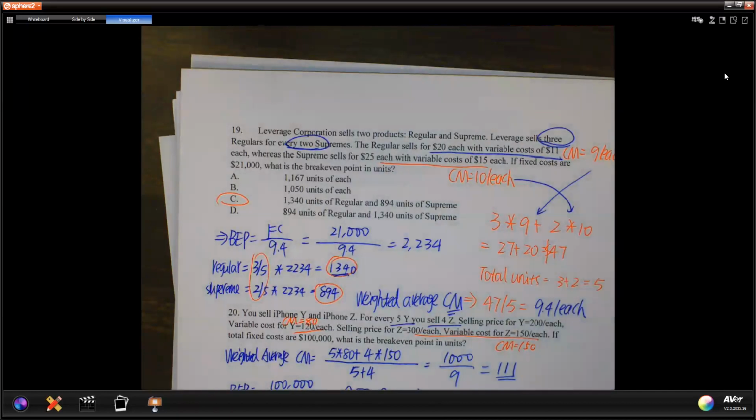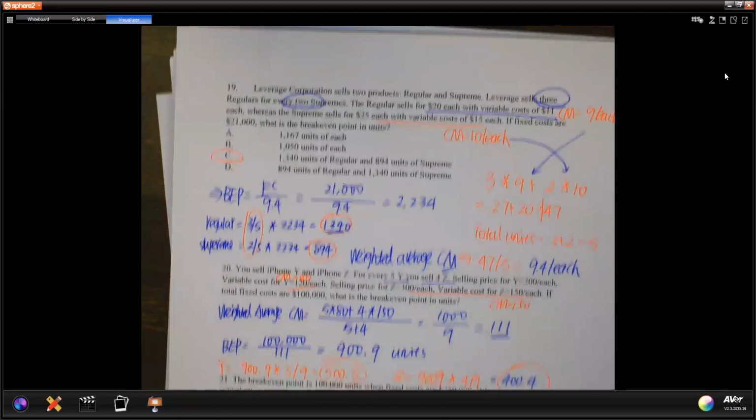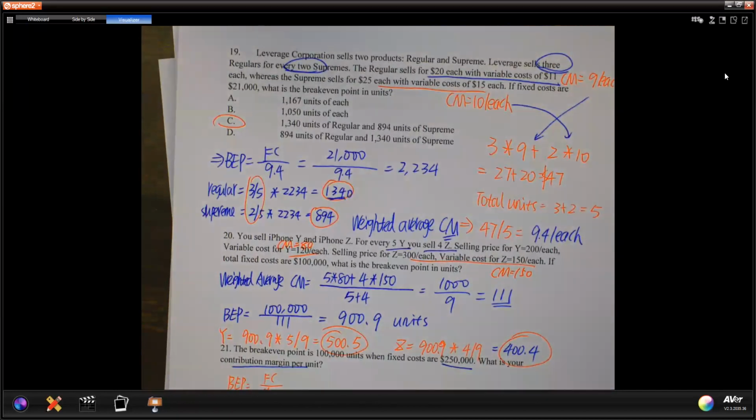Okay, next one, 19, 20. Those 2 questions, make sure you really know them. I just gave you an example. We did that in class. You also have a take-home assignment. So basically, you have to make sure you read the textbook.